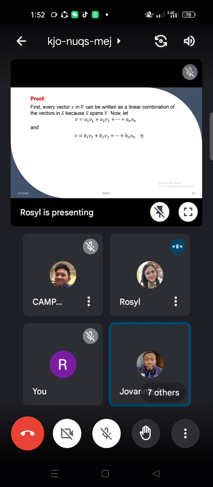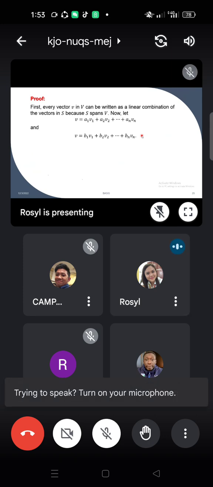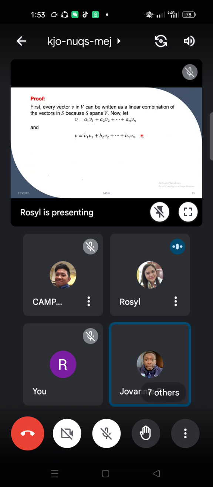Wait lang. Sir, naghang ang computer ko. Okay lang. Sir, naghang siya, sir. Sige lang, palungasa siya. Sige pa, sir, ha?